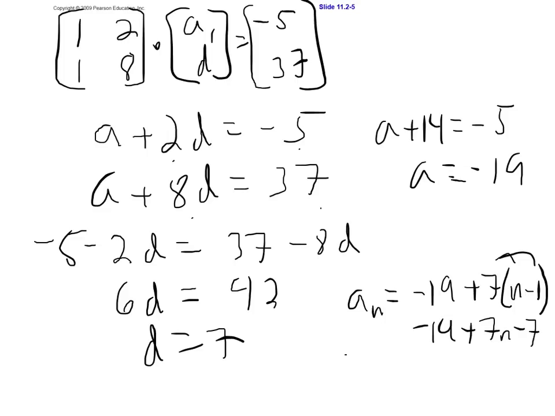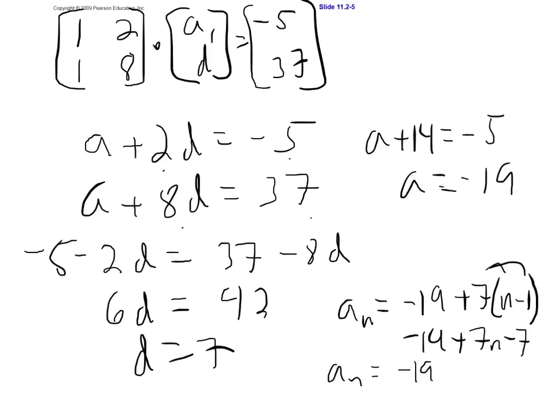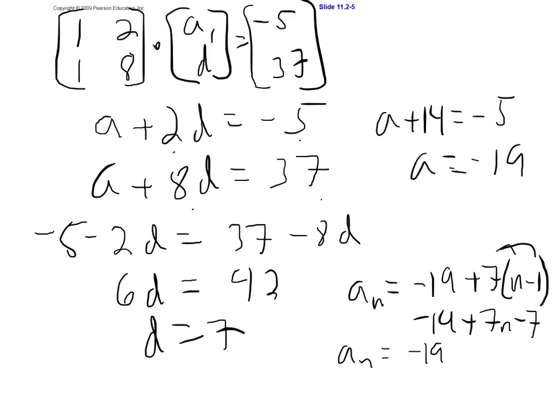So what is that going to be? A sub n equals negative 19. I'm sorry, not negative 19. Not letting me erase. Negative 19 minus 7 is, what is that? Negative 26. So negative 26 plus 7n would be a simplified version of that formula. Okay, so for me, on paper, either one works. You might have to be flexible and be able to write it both ways.